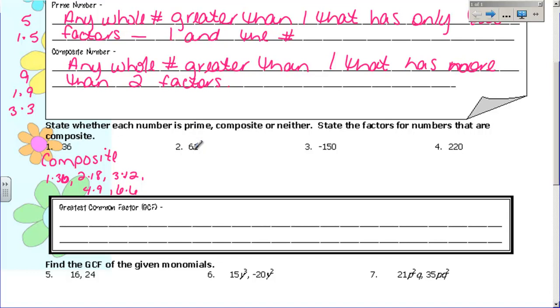Now 61, the only 2 numbers I can think of that multiply together to make 61 are 1 times 61. There's nothing else I can come up with, which makes 61 a prime number because it only has 2 factors.